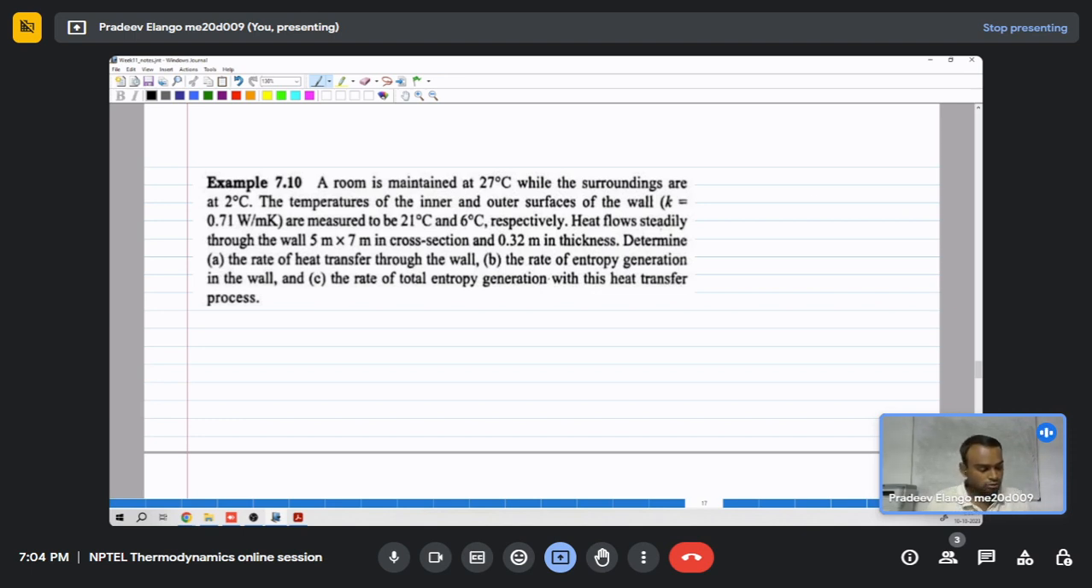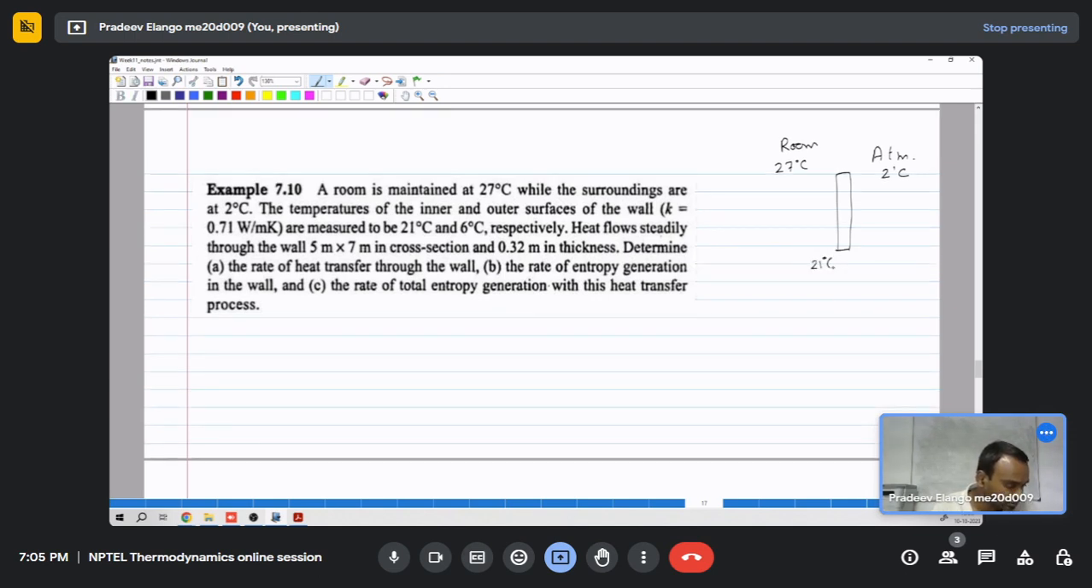So we have a wall. This is the inside of the room, and this is the atmosphere. The room is maintained at 27 degrees Celsius and the atmosphere has a temperature of 2 degrees Celsius. The surfaces of the wall are at different temperatures. The inner surface is at 21 degrees Celsius and the outer surface is at 6 degrees Celsius. K is also given as 0.71 watt per meter Kelvin, and the area is also given as 5 into 7, so that will be 35, into K.